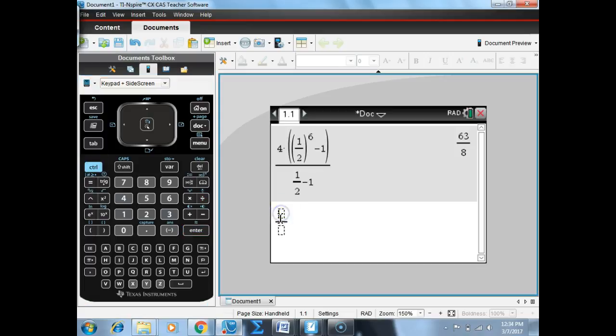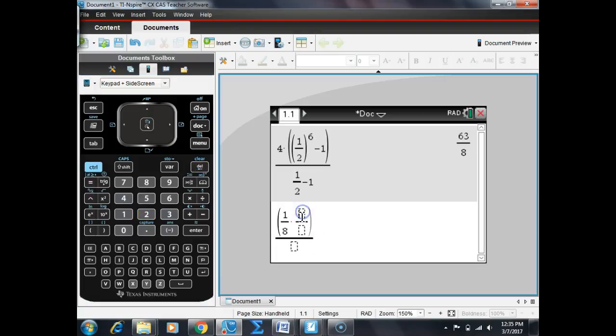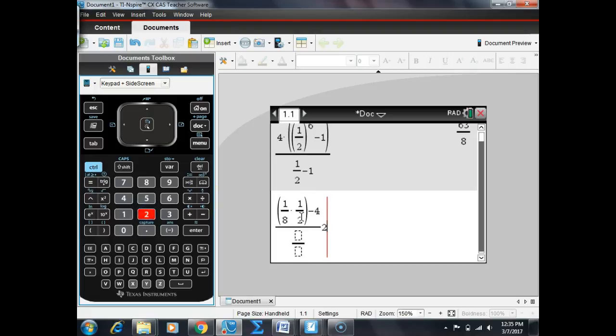On a calculator, just to show you that I did it correctly, this would be 1/8 times 1/2, then minus 4 all over 1/2 minus 1.